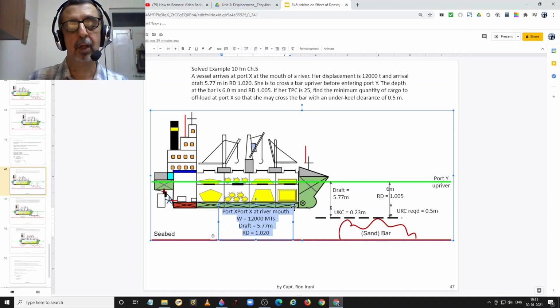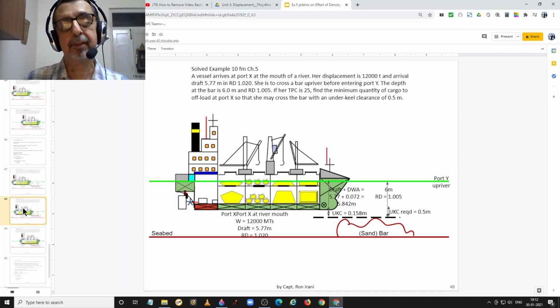To find that sinkage, we have to calculate the dock water allowance. To calculate dock water allowance, we first have to calculate her freshwater allowance. And we know the formula for freshwater allowance is equal to displacement divided by 4 times the TPC, and the answer will be in millimeters. Freshwater allowance is now converted to dock water allowance by multiplying it by the difference of the two densities, in this case 1.020 and 1.005, and dividing it by 0.025. Of course, you have to multiply this answer by the freshwater allowance, and this gives us the dock water allowance to be equal to 0.072 meters or 72 millimeters or 7.2 centimeters.